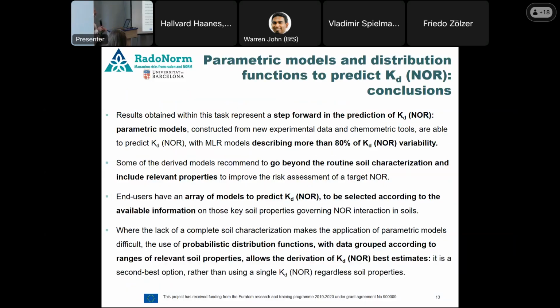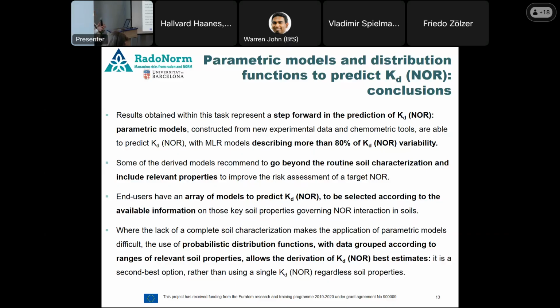So, just take-home messages. I think Radon has produced a step forward in the prediction of KD of those radionuclides, radium, polonium, and uranium, because for the first time we have parametric equations able to predict KD. Then the end user must select the equation according to the information which is available, but please, no longer stay comfortable with organic matter and pH. We should be acknowledging the role of the soil variables, and they must be characterized.